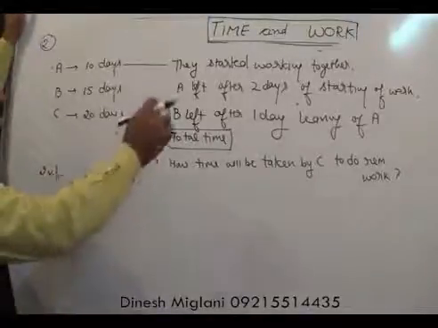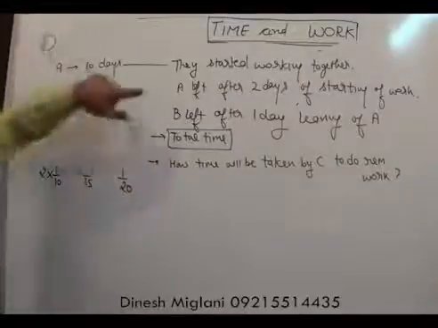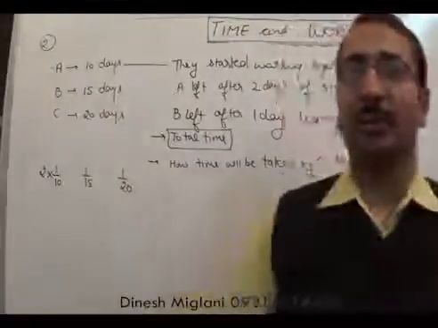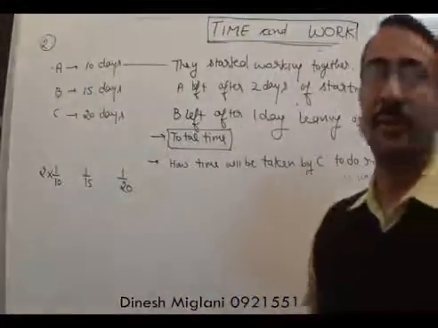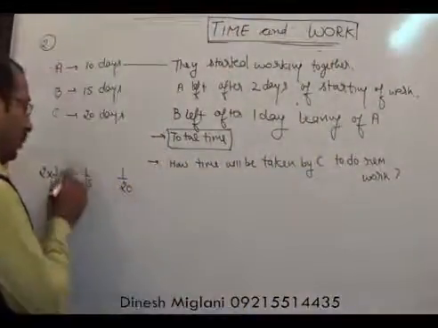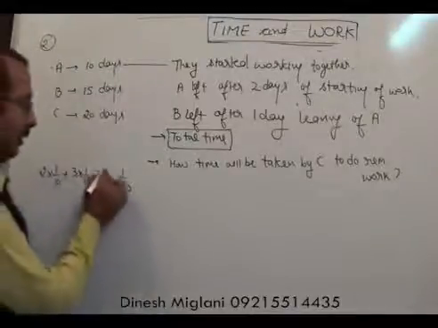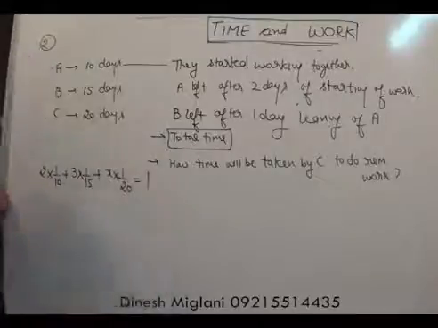B left after 1 day of A leaving off. It means when A has worked for 2 days, B has worked 1 day more. So the total time taken by B is 2 plus 1, that is equal to 3. So we can say in the total work, the contribution by B is 3 days of work. And then C worked from start to end, and total work is equal to 1.